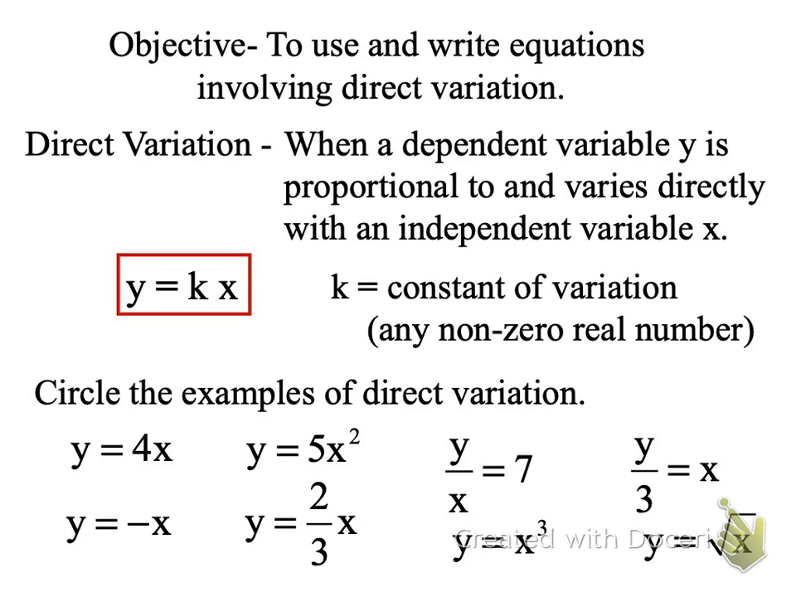So, number 1, y equals 4x. Is this a direct variation equation? Show me with your thumbs, yes or no. Every thumb matters. I see these rows, yes, yes.